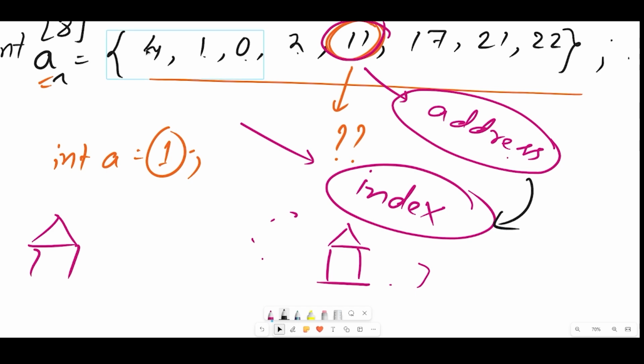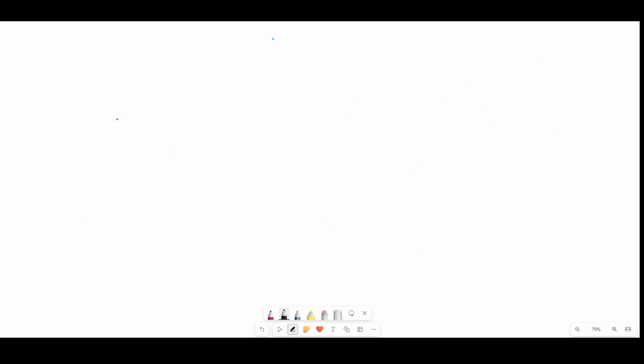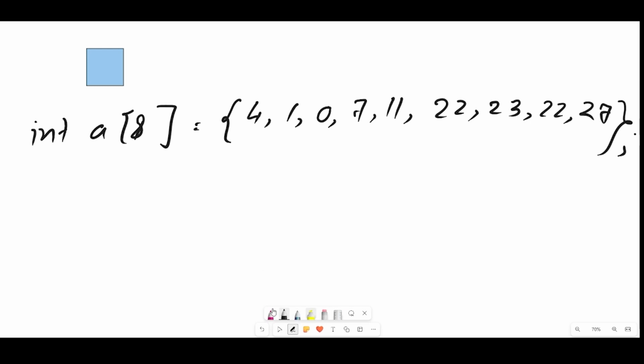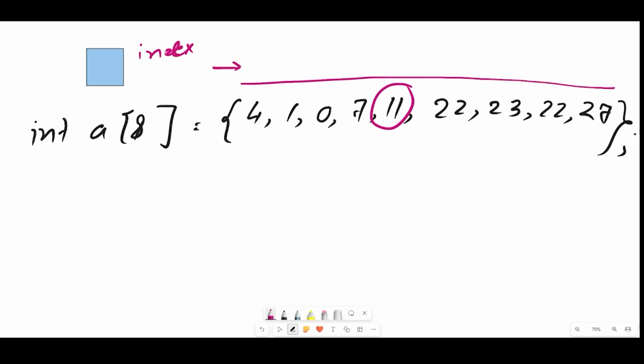So basically, suppose you think like this: I have the array int a[9] equal to all the numbers that were present, let me write some random numbers again. Now here I want to access 11. How to access it? On the top we write the index, that is the address of the array, and generally the address starts with 0, then 1, 2, 3, 4, 5, 6, 7, 8. This is how the index follows.